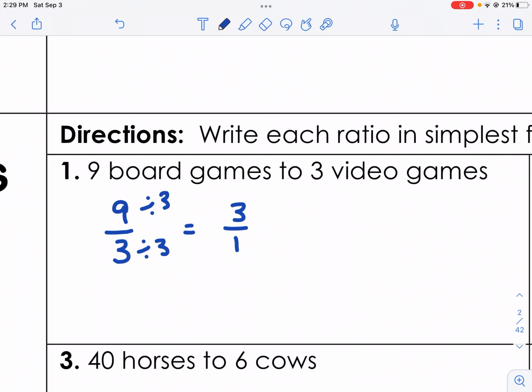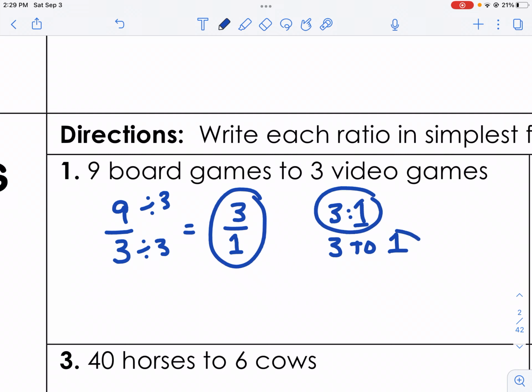But ratios have to be written as a fraction. You can't get rid of that 1 in the bottom. We can also write that more simply as 3 to 1 or 3:1. So we could write it this way, or this way. All 3 of those are different ways of writing ratios.